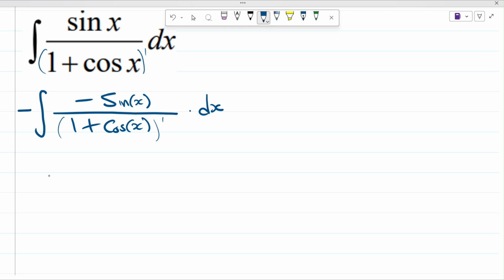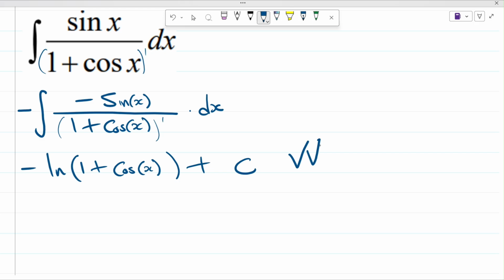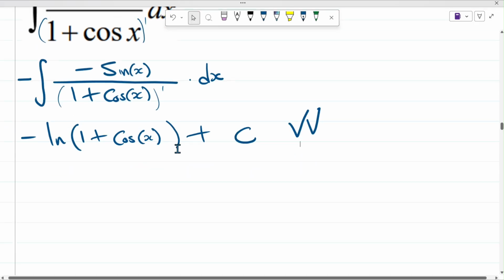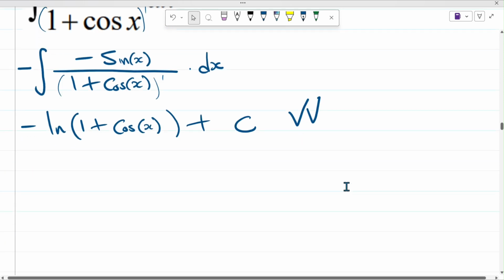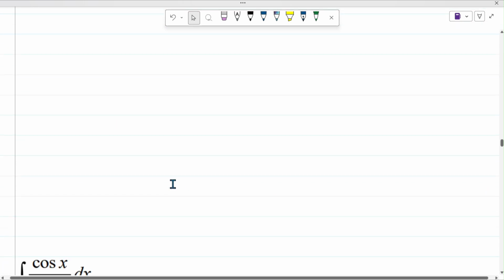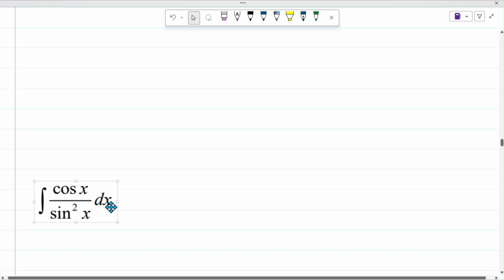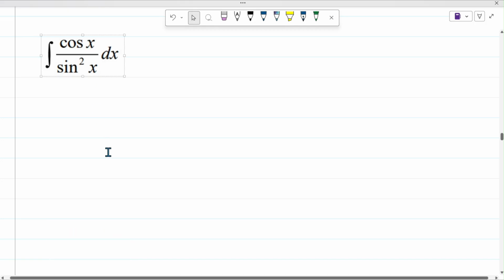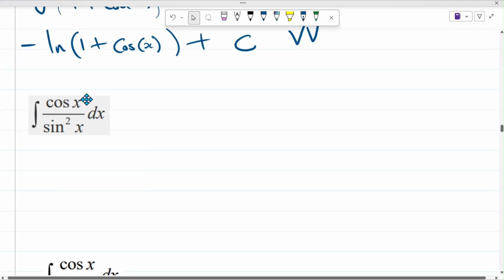So if this is f of x and that's f prime of x, we can conclude that the answer is just negative ln of 1 plus cos of x plus c. Ta-da! We have our answer. That's just it and nothing else. I hope you got the same thing, Ezra, because you should get the same thing. Let's see what we can do to this question then.